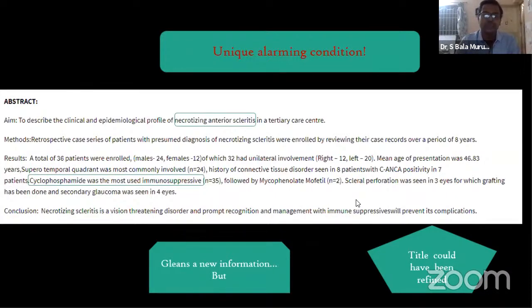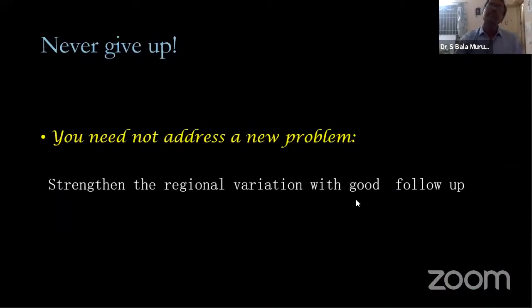Definitely, this is going to grab attention, and they concluded that cyclophosphamide is the most important, commonly used immunosuppressive. What could be done better is they could have refined the title in a much better way, like what we get on WhatsApp. Sir, media, please conclude.